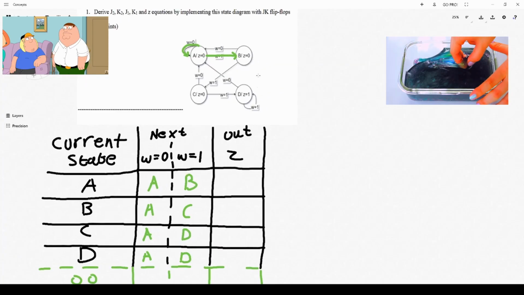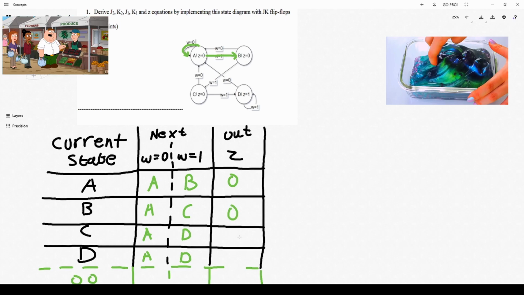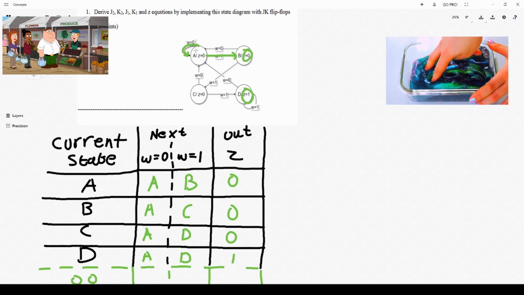And then now we just have to look at our Z outputs. What is the Z output at each state? At A, it's going to be 0, B, it's going to be 0, C, it's going to be 0, and then D, it's going to be 1, as we see here. 0, 0, 0, and then 1 finally.